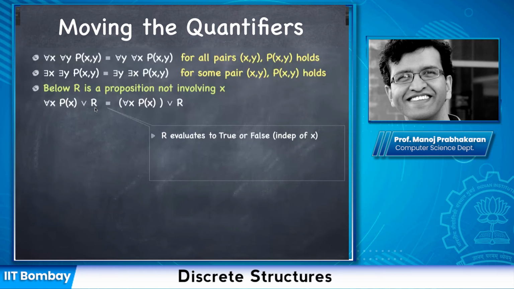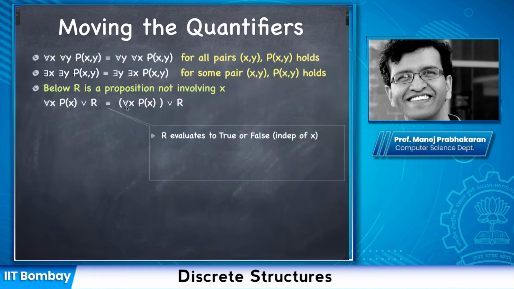So we'll consider the two cases separately. Suppose R takes a value true. Then what is the left-hand side? It's just for all x, Px. So this for all x, Px or true, right? But Px or true is just... so this becomes for all x, Px.